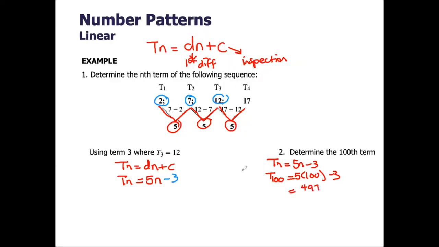So that is it for linear patterns. The 2 most important things you have to remember for linear patterns is constant first difference and Dn plus C is your formula.